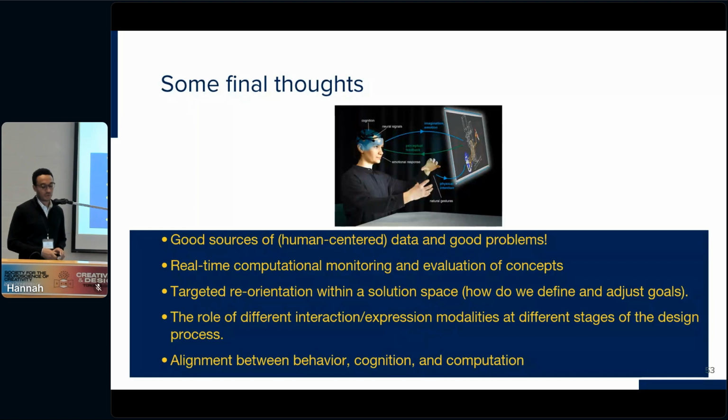And then I think the role of different interaction modalities, I showed you a snippet of this, but it's a really, really hard problem. So the flexibility and how this changes across different stages of the design process. And then finally, improving this alignment between people's behavior, what they're doing, the way that they're thinking, as well as the computational tools that they're using.